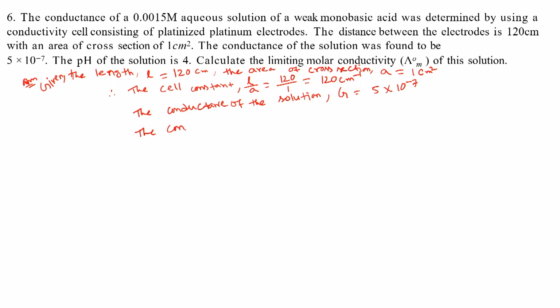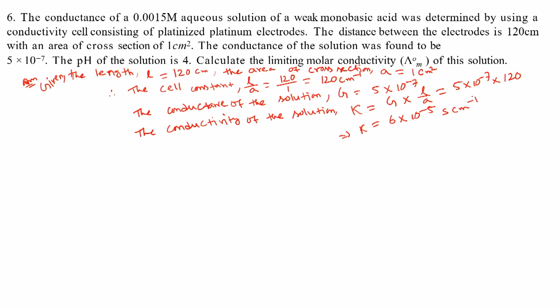Now we can calculate the conductivity of the solution kappa, which is G times L by A. The value of G is 5 times 10 to the minus 7 times 120. So if we calculate this, we get the value of kappa. Kappa will be 6 times 10 to the minus 5 S centimeter inverse.